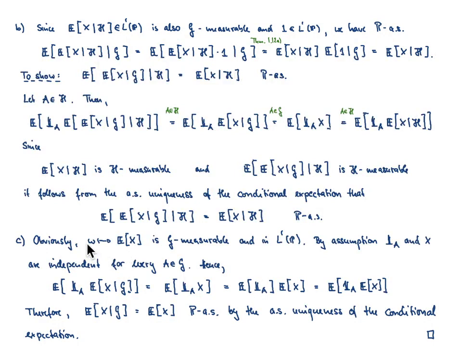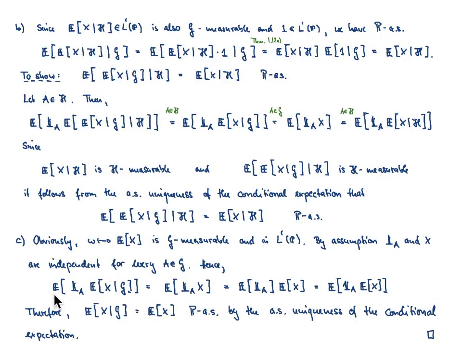The constant map which maps omega to the expectation of X is measurable with respect to the trivial sigma algebra, meaning the sigma algebra which only consists of the empty set and the full space. But this is for sure a sub-sigma algebra of the sigma algebra G. Hence, that map is G-measurable. And moreover, it's trivially in L1. By assumption, we also know that for any set A taken from the sigma algebra G, the indicator function of this set A is an independent random variable with respect to the random variable X. So now we would like to use that.